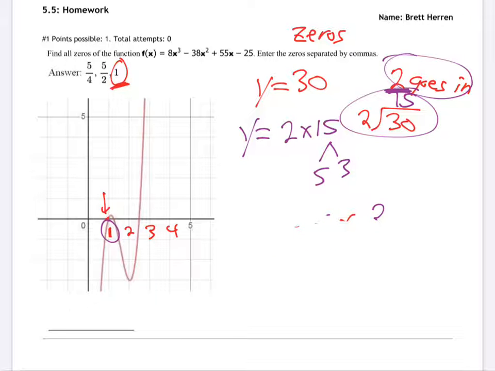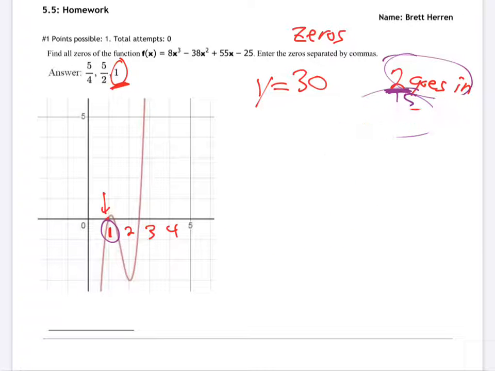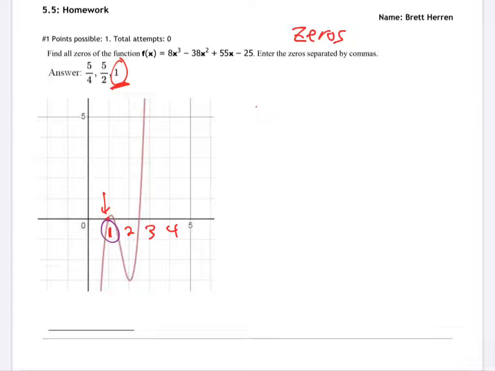So let's go back now. Let me erase these numbers. And I'm going to say, okay, step 1, we know x equals 1 is a 0. It's one of the zeros. It's one of the places the graph has a height of 0. And we want to find the other 2. By the way, how do we know there's 3 of them total?